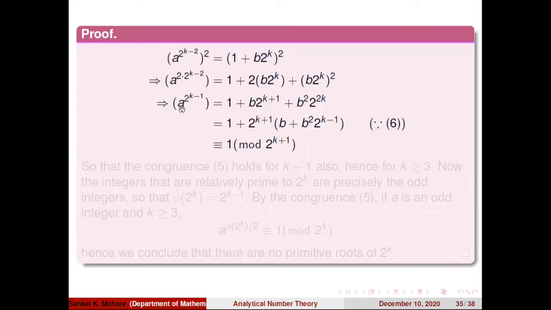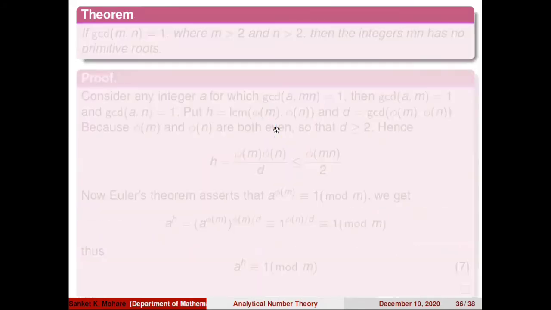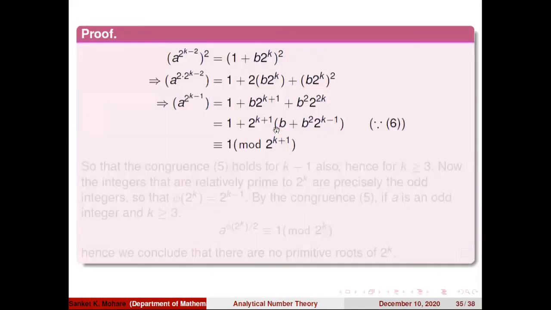So this implies a to the power 2 to the power k minus 1 is congruent to 1 modulo 2 to the power k plus 1. How does it occur from this? This is a simple calculation, you can calculate up to this, but my question is, from this, how could I say this is congruent to 1 modulo 2 to the power k plus 1?